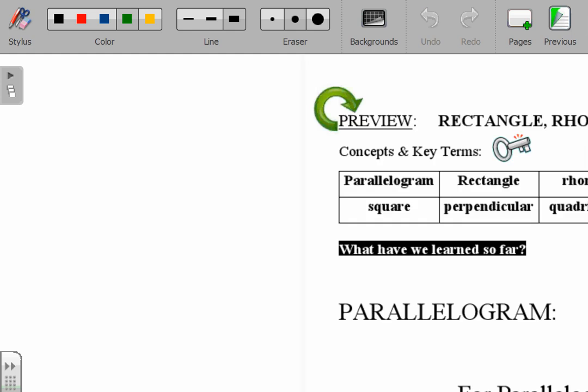So last class, we focused on the singular shape of a parallelogram. Today we're going to talk about the family of parallelograms, which includes a rectangle, a rhombus, a square. The word perpendicular is going to come in several times, and quadrilateral. First, let's recap what OCD stands for.